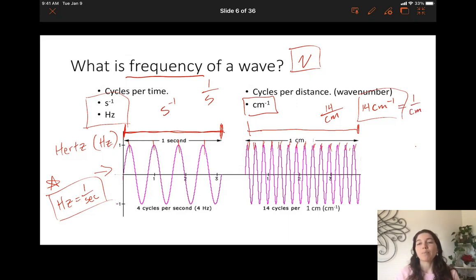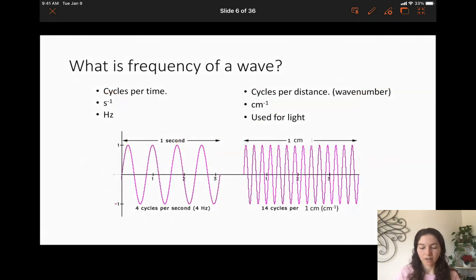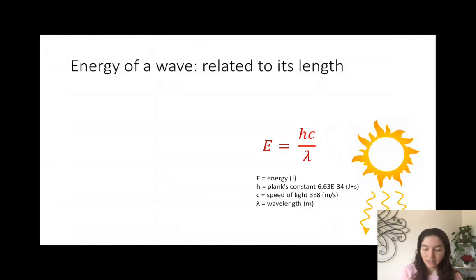So we can represent our frequency in either inverse centimeters or inverse seconds. Either one is acceptable. You're going to be doing a lot of unit conversion in this chapter, so be very careful to use the one that is appropriate based on whatever equation you're using whenever you're doing calculations. Okay, let's take a look at another property of light.